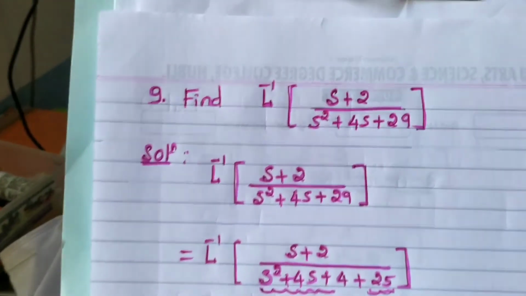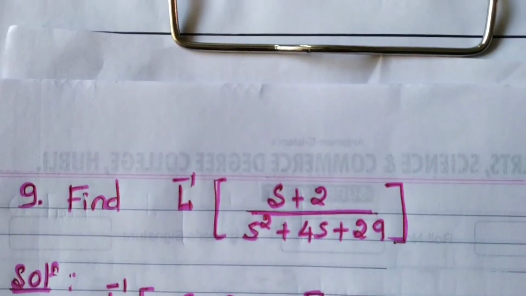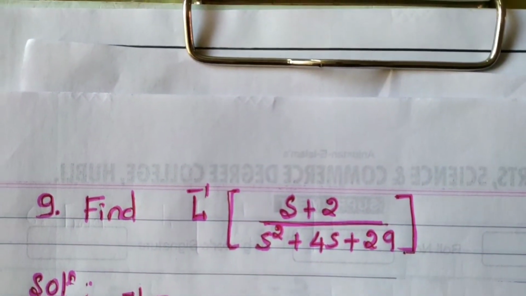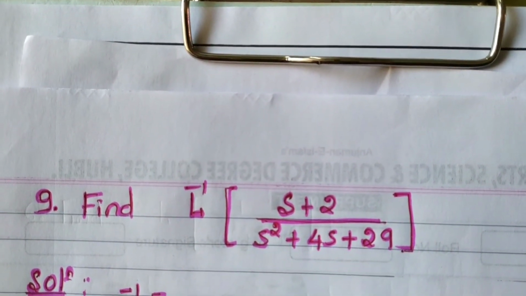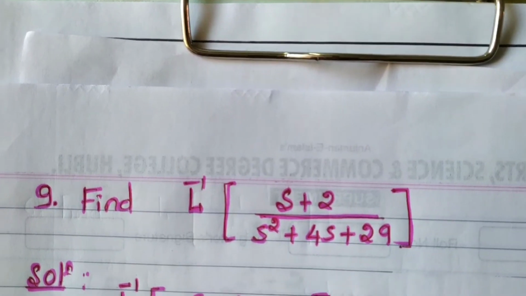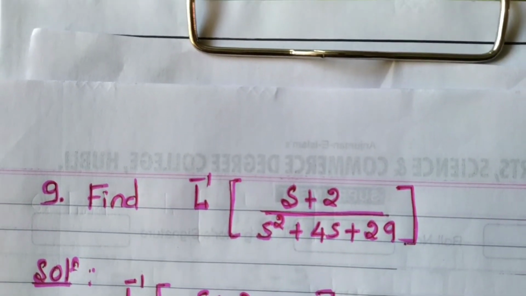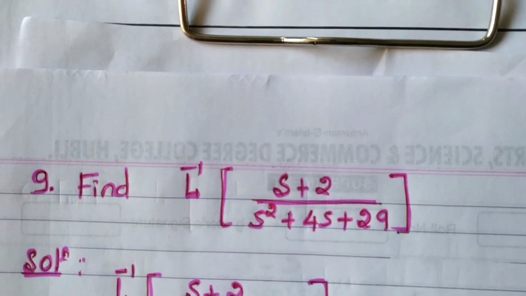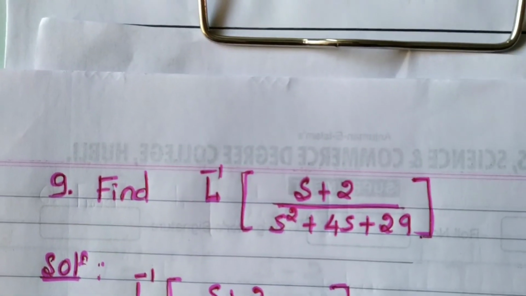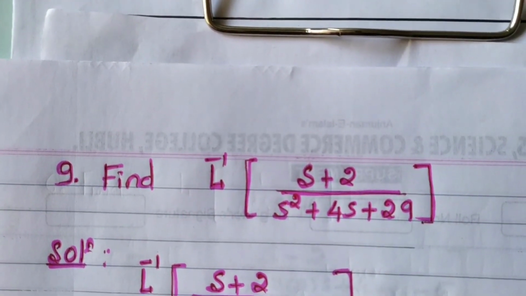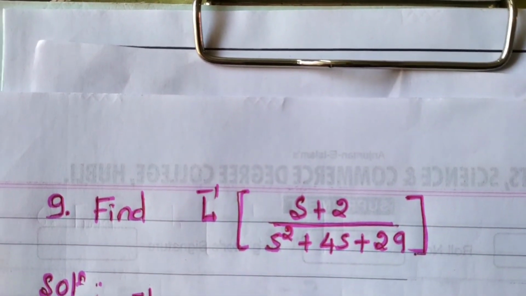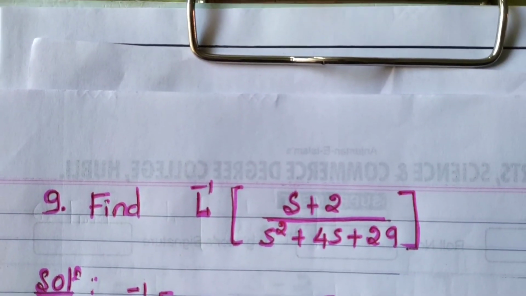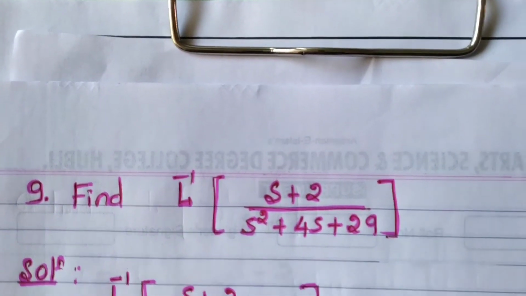Next, go for the L inverse of (s plus 2) divided by (s square plus 4s plus 29). This ninth example is very different from the previous ones. So students, concentrate on the examples you already solved. You have to practice them again and again and be perfect. In the next class, I will continue with this example. Thank you.